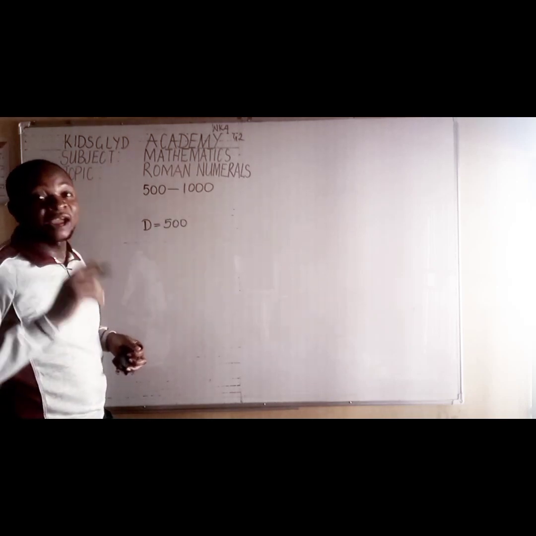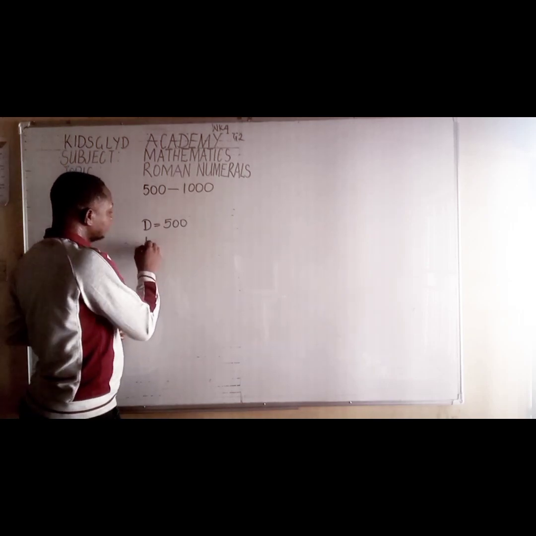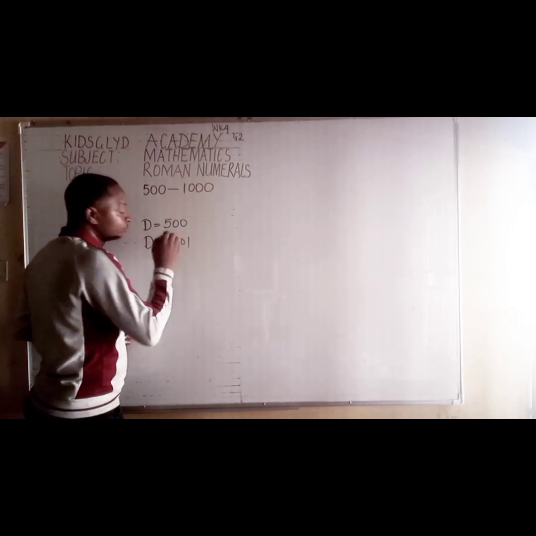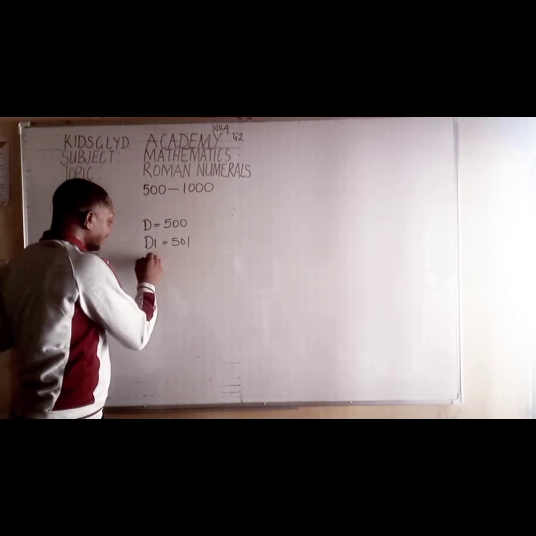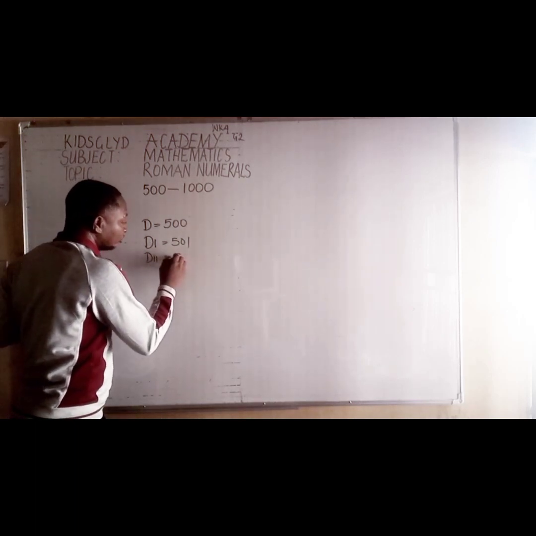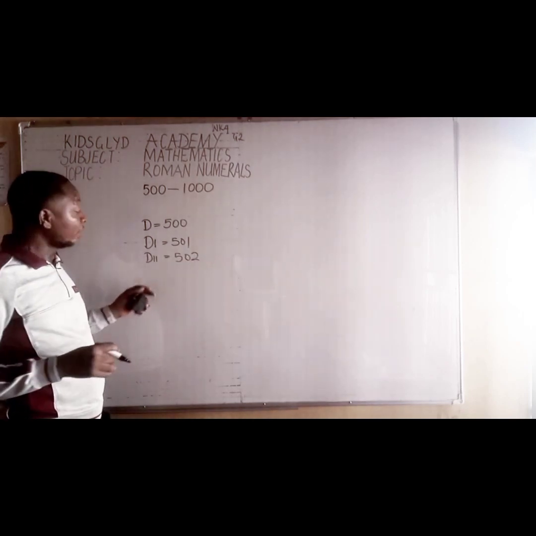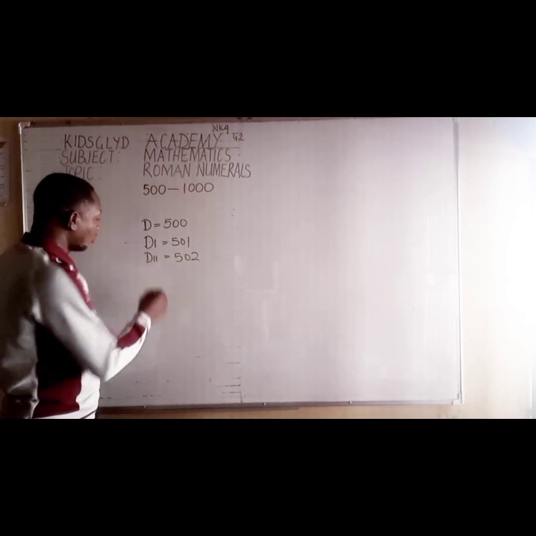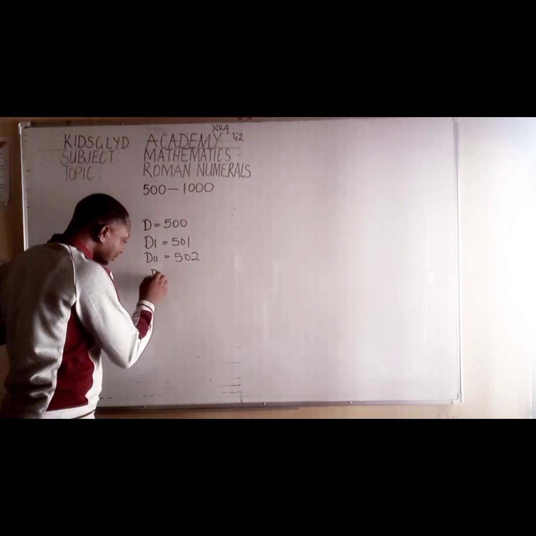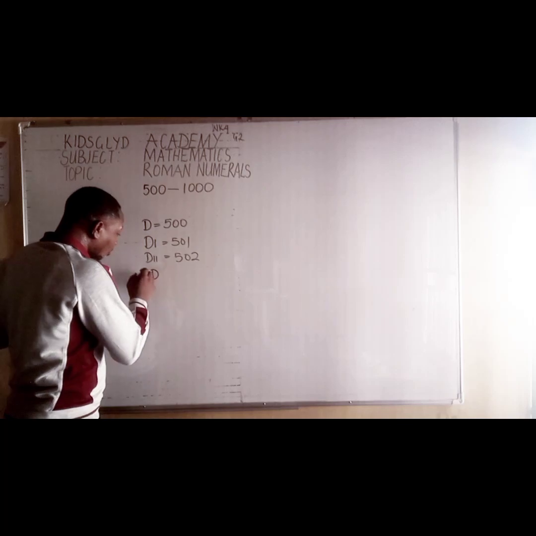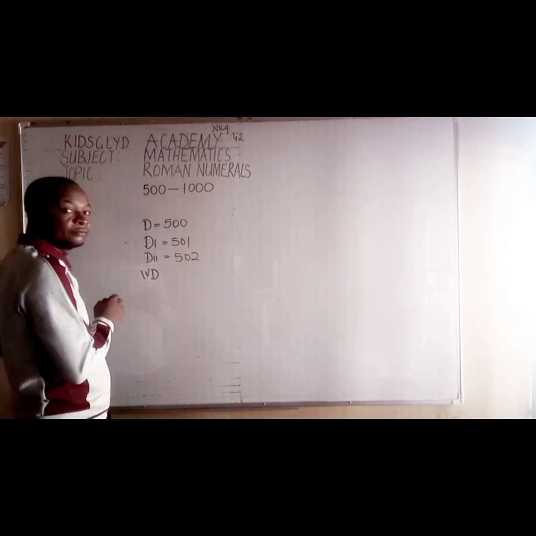Now, if you want to write 501, you write DI, which is 501. DII is 502. Now, we have no 503. We want to write 504. That means we know that our D is this. Then what is 4? We know that 4 is IV.